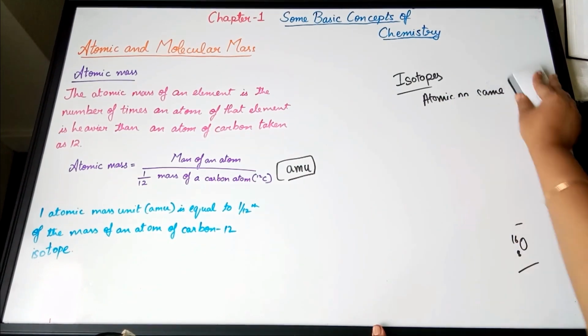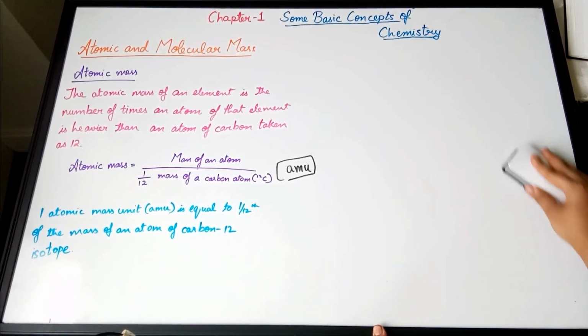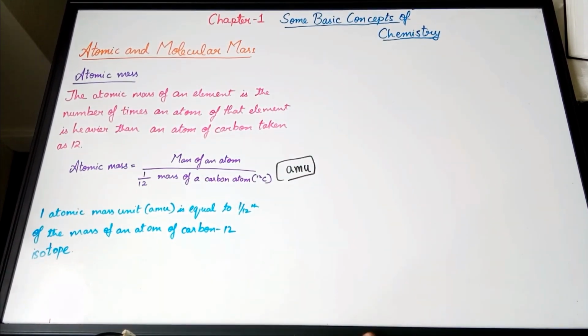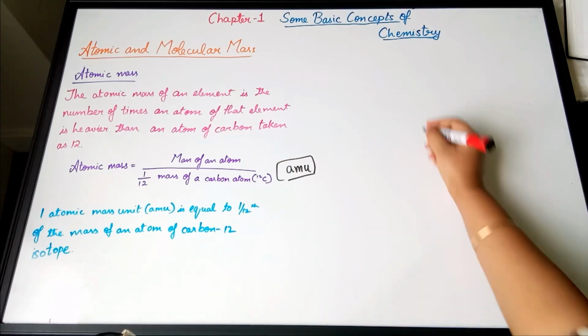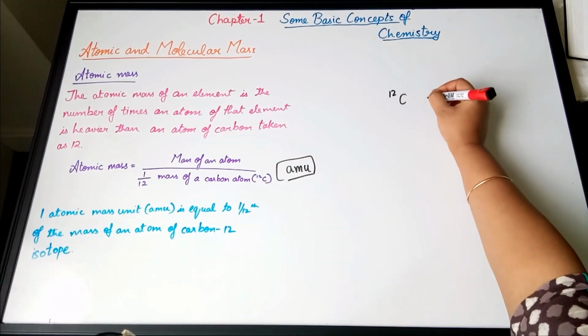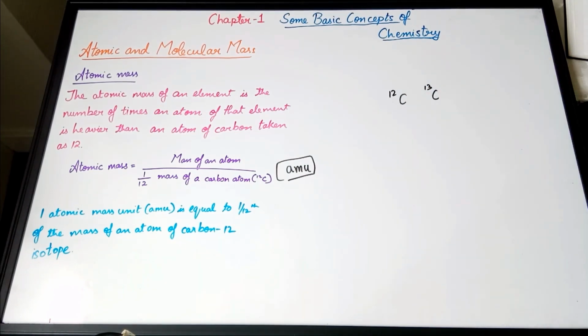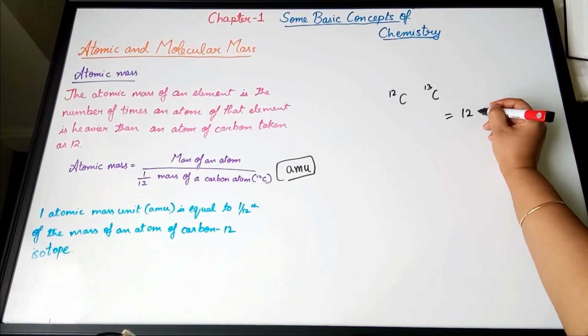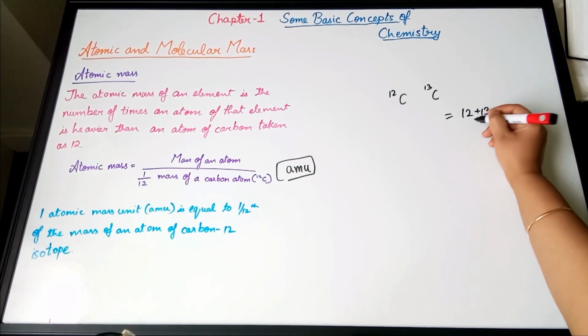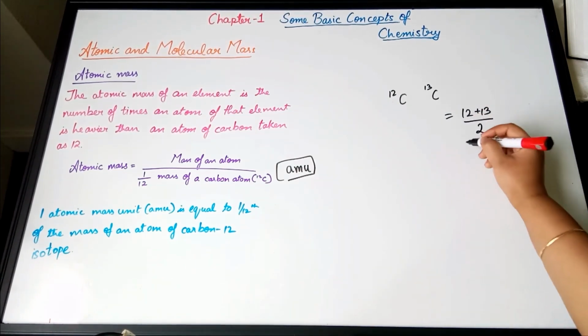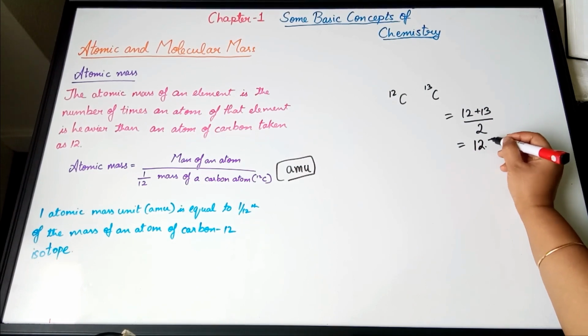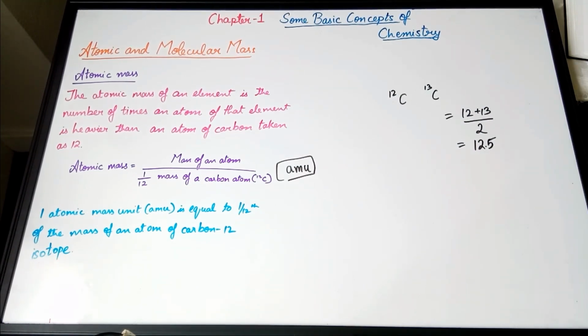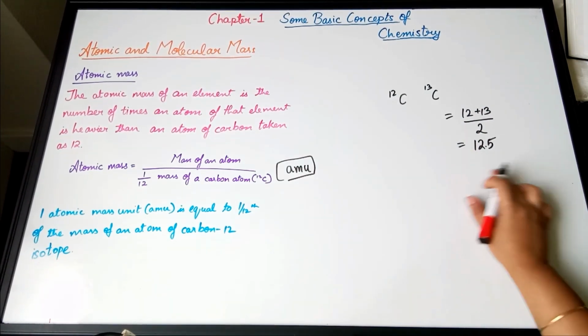Now let's take for example, again carbon only. We're taking carbon-12 and carbon-13. For me to calculate the average atomic mass, let's calculate the average. So it will be 12 plus 13 divided by 2, and that will give you approximately 12.5. Right, so I'm calculating the average mass.